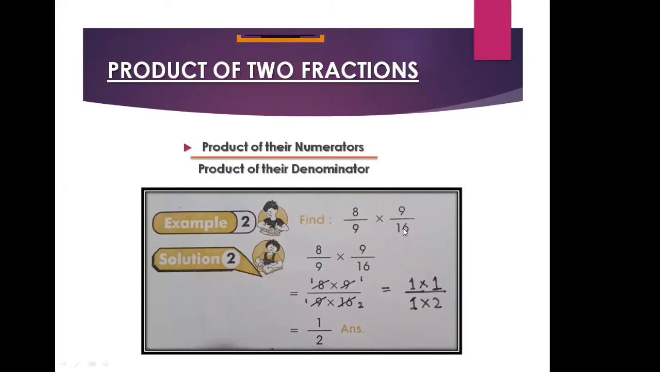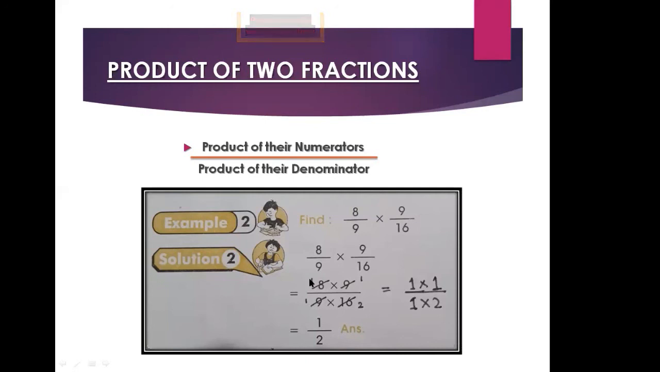So, what about this situation? Is cancellation possible in this case or not? I think cancellation is possible. 8 and 16, we can easily cancel with the table of 2, 4, 8. 3 multiples are there. And 9, it is very easy. 9 ones are 9 and 9 ones are 9. And for 8 and 16, 8 ones are 8, 8 twos are 16.